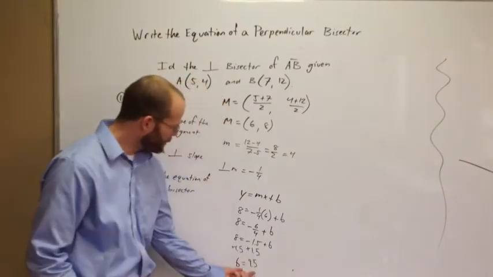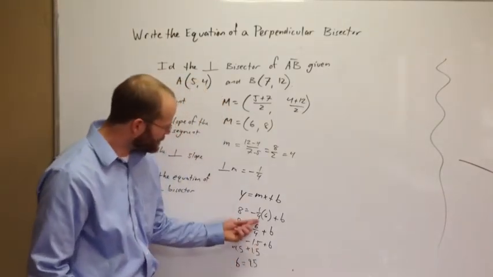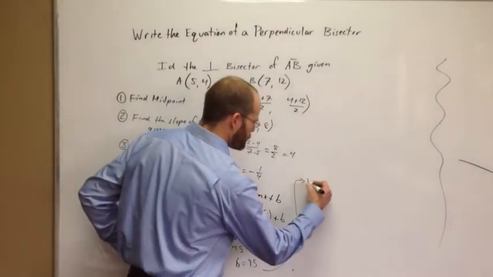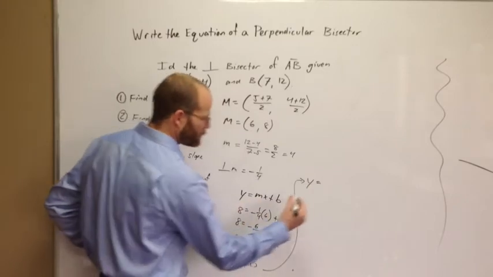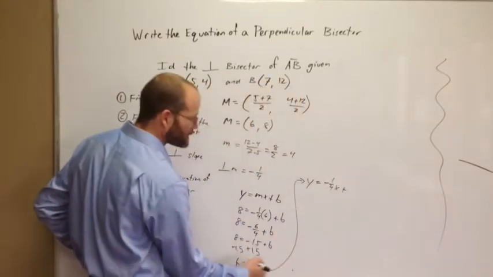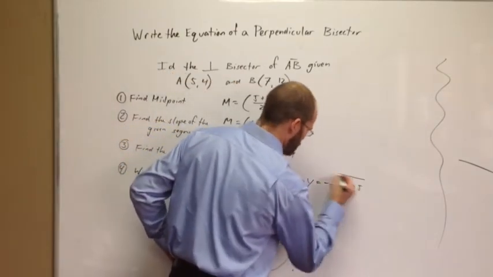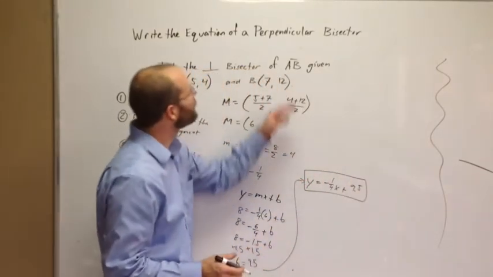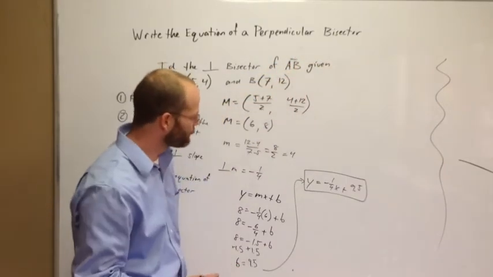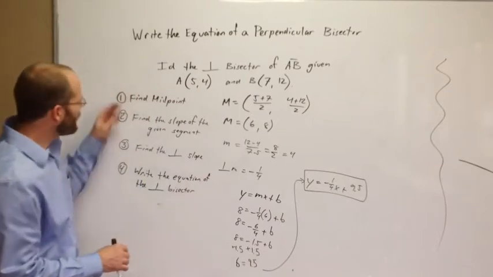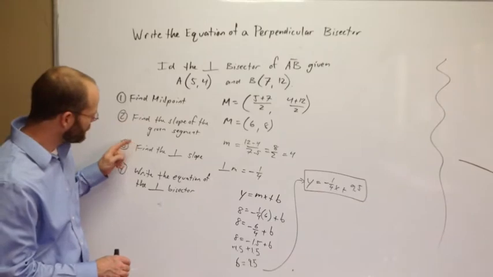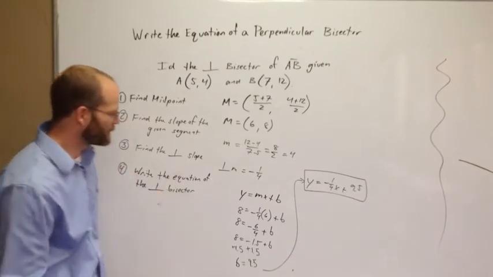Now that we have b, we can take b and slope m and put them back in this form. y equals m, which is negative 1/4, times x, plus b, which is 9.5. So that is the equation of the perpendicular bisector with respect to segment AB given these points. These are the 4 steps. Find the midpoint, find the slope of the given segment, find the slope of the perpendicular segment or line, and then write the equation of the perpendicular bisector.